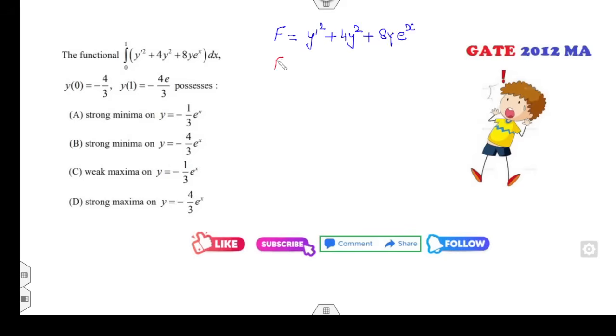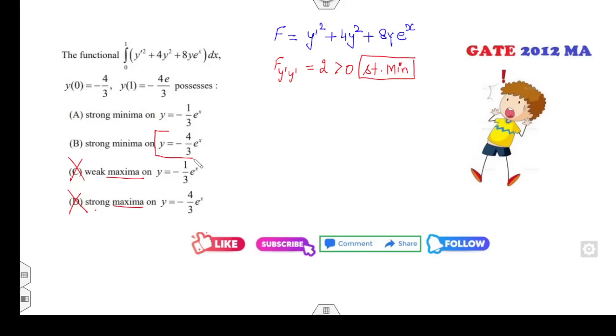So can you find the second derivative of f with respect to y dash? So it will be 2, greater than 0. So again you will get a strong minima. So firstly we will see whether it's a maxima; cancel maxima, cancel. Now out of these two options, which one is correct? Which one satisfies the initial conditions?